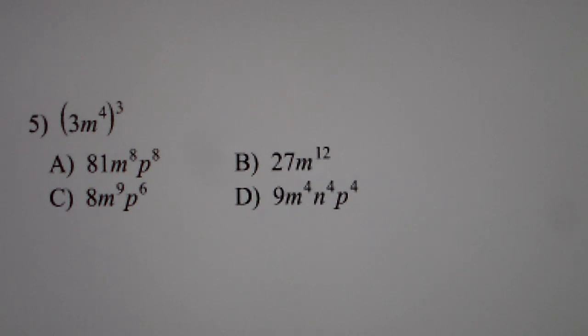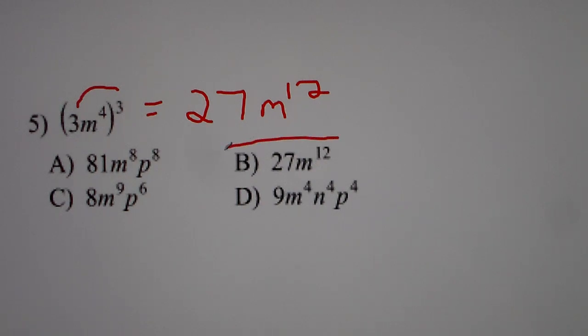Looking at number 5, parentheses 3m to the 4th, close parentheses to the 3rd power, so it'll be 3 to the 3rd. 3 to the 3rd is 27, you can always just put that in a calculator. So 3 times 3 times 3. Then m to the 4th to the 3rd power, 4 times 3 gets us 12. So you have 27m to the 12th.